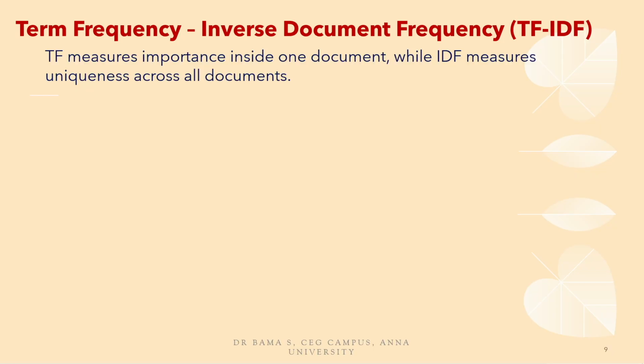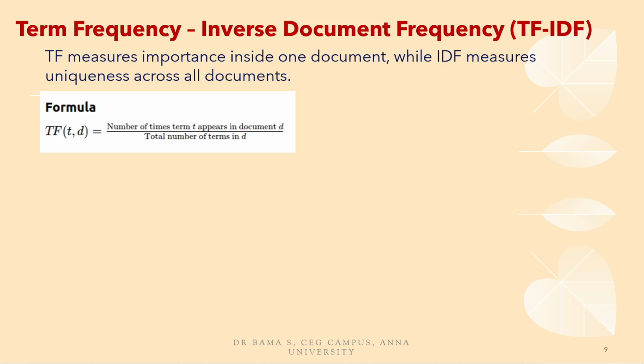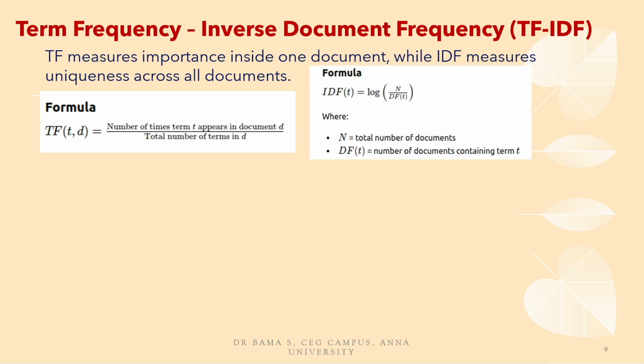See, TF stands for term frequency. It measures the importance of a word inside one document, while inverse document frequency measures uniqueness across all documents. So there are actually two formulas here: one is term frequency, another is inverse document frequency. The left side is the term frequency. T is going to be the term and D is for the document. So this is given by the number of times the term T appears in the document D divided by the total number of terms in that particular document D.